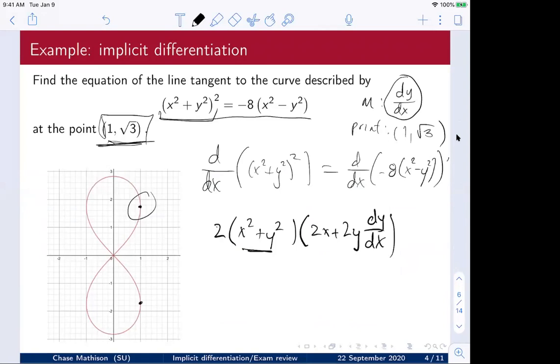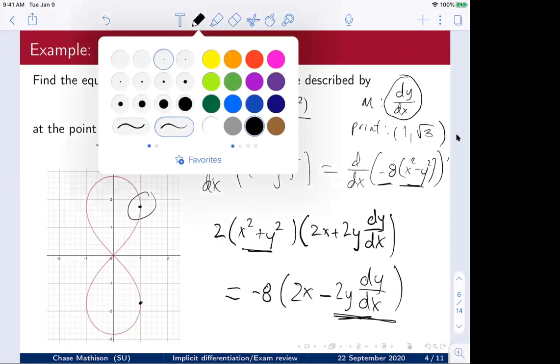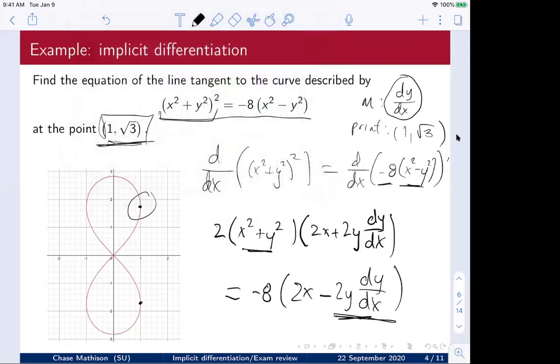All right, so that's the derivative of the left. That has to equal the derivative of the right. Well, this -8 is just going to come along for the ride, right? Just a constant. And the derivative of x squared minus y squared is what? 2x minus 2y dy dx. Perfect. And again, this just comes from the chain rule because y is implicitly a function of x.